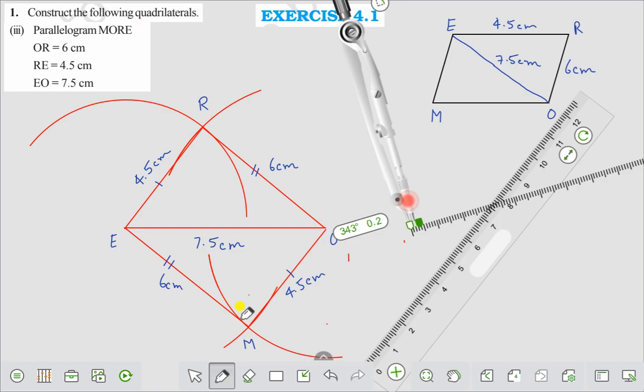Again, taking O as center, take a 4.5 centimeter arc here, and with E as center, take a 6 centimeter arc here and get the point M. Join EM and OM. Since the opposite sides are equal and parallel, it is 4.5 centimeter, it is also 4.5 centimeter, it is 6 centimeter, it is also 6 centimeter. Dear friends, this is the required quadrilateral.